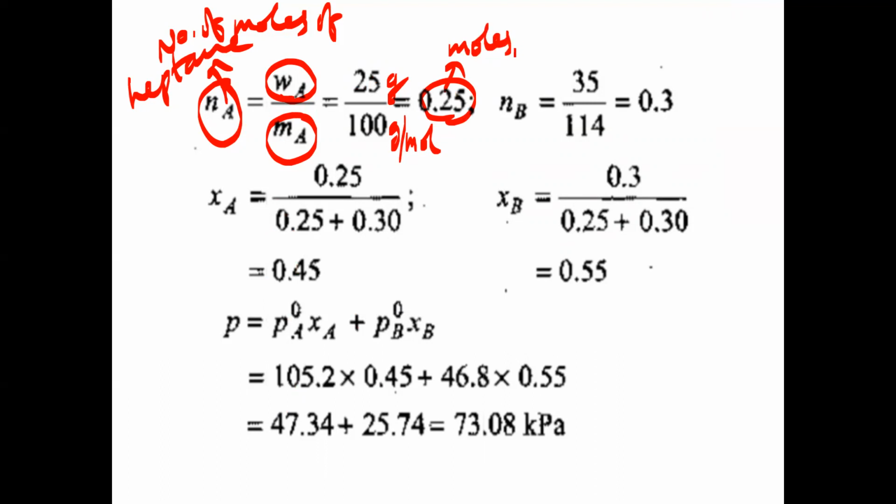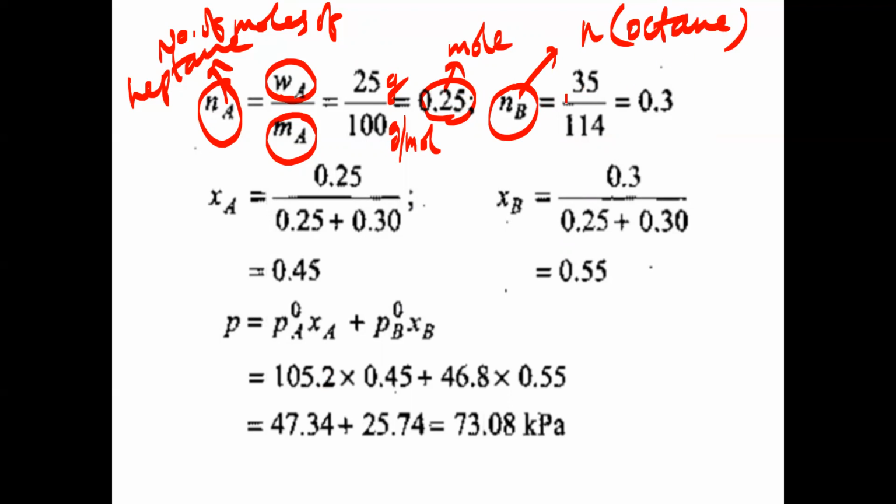So 0.25 moles of what? Heptane. So 0.25 moles of heptane will be formed here. And now NB is what? The number of moles of octane.